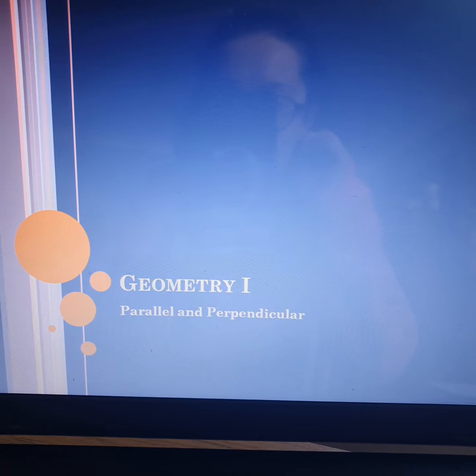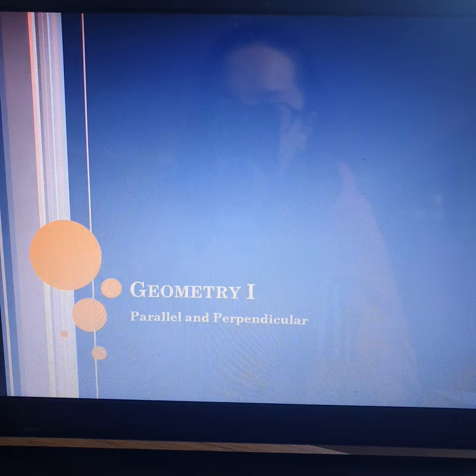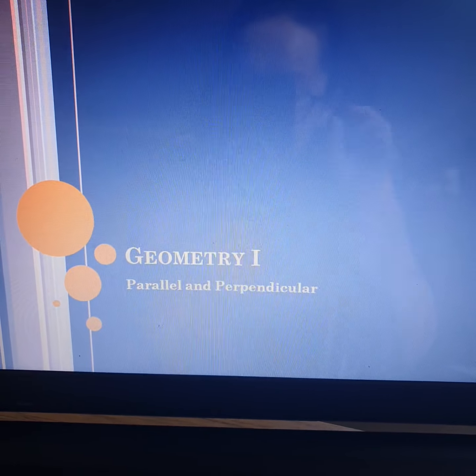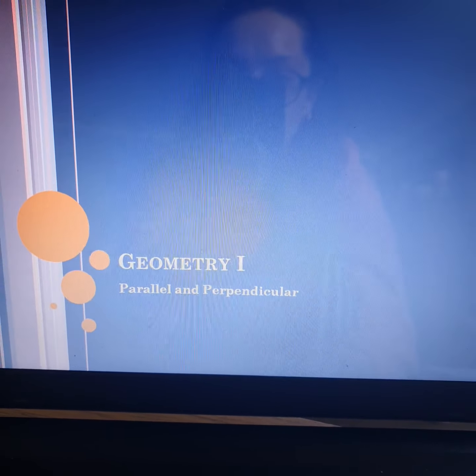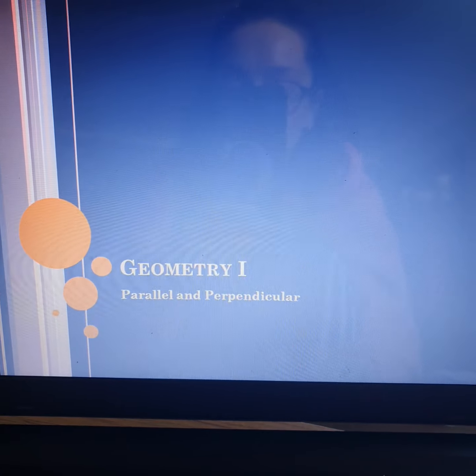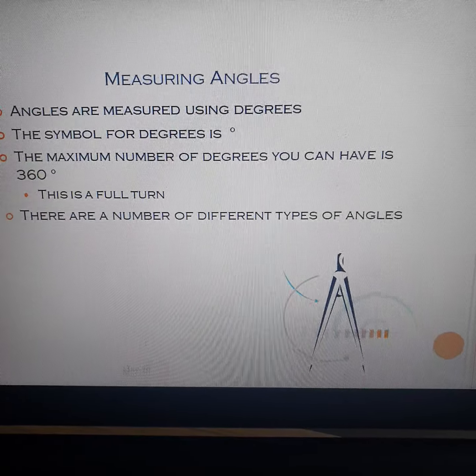Hi girls. So this would be lesson 4 on geometry 1, which is parallel and perpendicular lines, okay? So have a think about, first of all, what do you know about parallel and perpendicular lines? Where would you see them? What's the difference between them? A few of those things. So we won't need to go through measuring angles. That just comes up again.